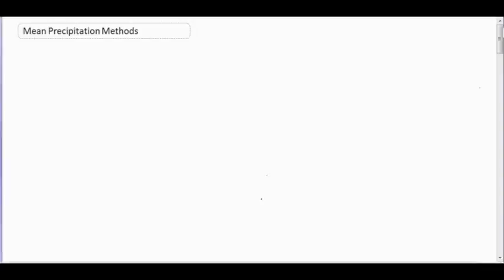Hello everyone, today we will study mean precipitation methods. So actually what happens when a rain gauge is installed in a catchment. Let's say this is a catchment and I have installed a few rain gauges over here. As you all know, the rain gauges measure precipitation. The precipitation measured by the rain gauge gives point sampling.